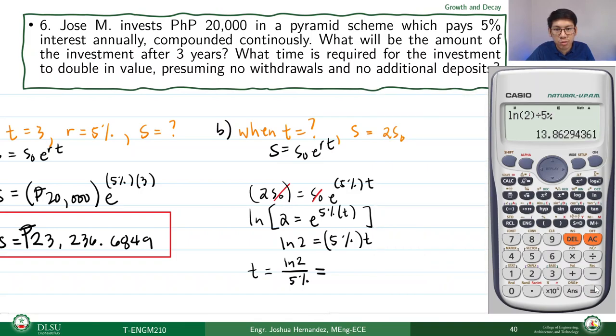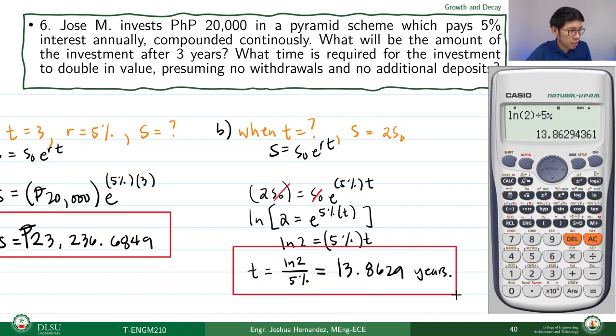This will be equal to 13.8629 years. Tagal, no? Mukhang hindi magandang investment yan. Para lang maging 40,000 siya, no? You will have to put it 14 years dun sa pyramid scheme. So ingat sa mga investment. Make sure na sure yan.